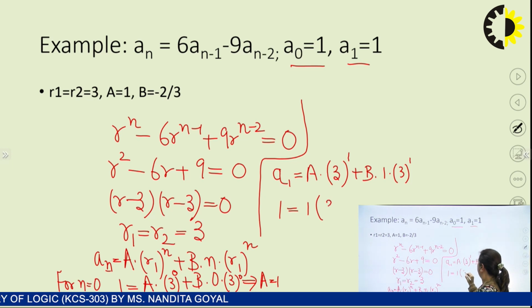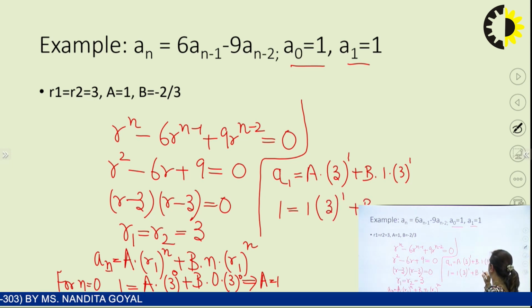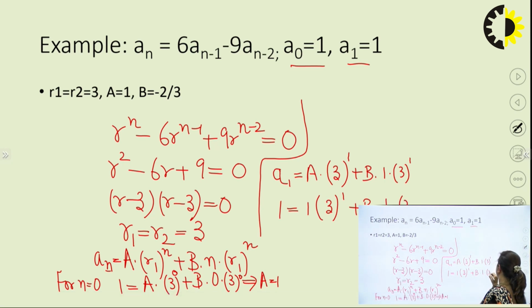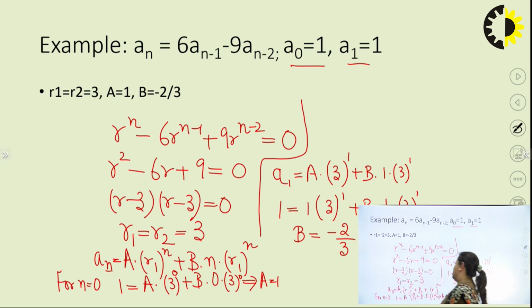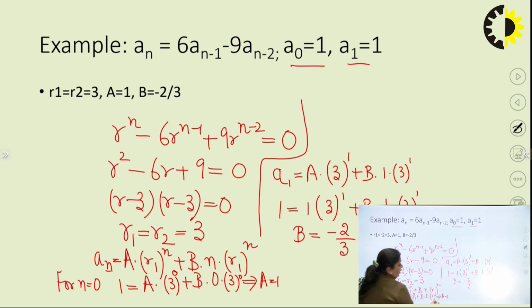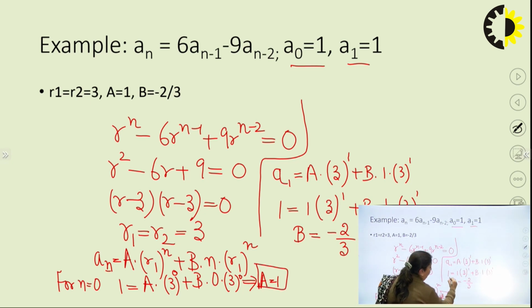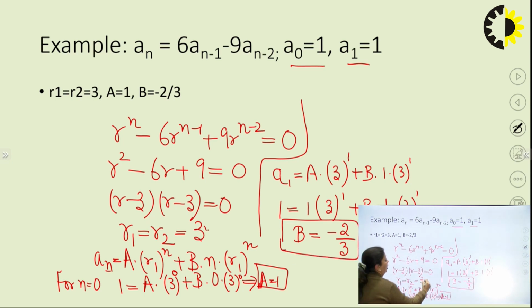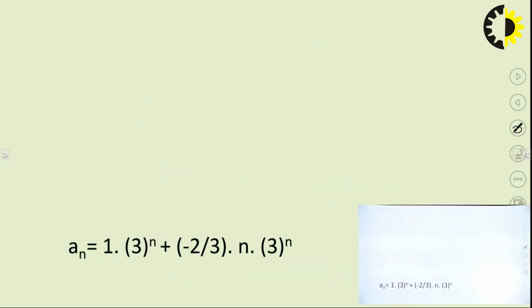So now from here I can solve the value of b. I have a single variable and a single equation through which I can solve it. So when I solve this, the value of b comes out to be minus 2 by 3. Now the value of a is 1, value of b is minus 2 by 3, r1 and r2 I already have. So I'll just substitute them in the standard solution and I'll get this as the answer.